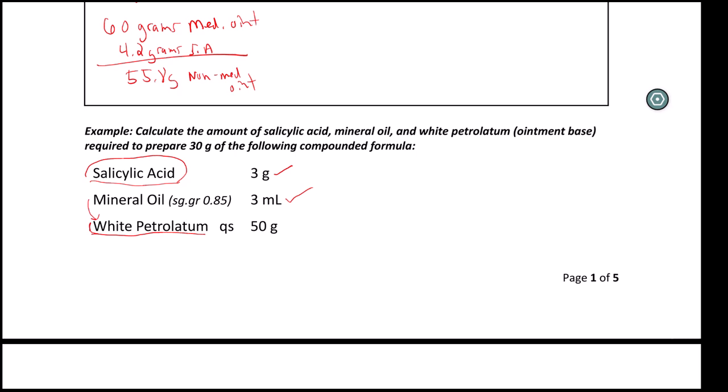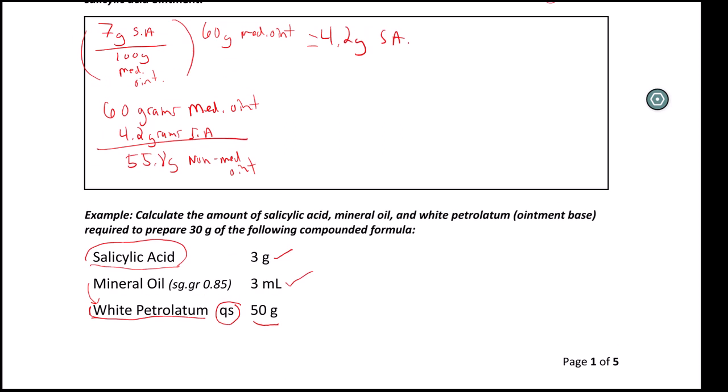We're not going to add it to 50 grams of white petrolatum. We're going to add it so that we QS to 50 grams, which means the total amount that we make is 50 grams. So we have to subtract out the weight of the salicylic acid and the weight of mineral oil to know how much white petrolatum that we need to do. Just like we did in this example here where we subtract out the drug. Now we're going to subtract out the drug, but then we're also going to subtract out the mineral oil.